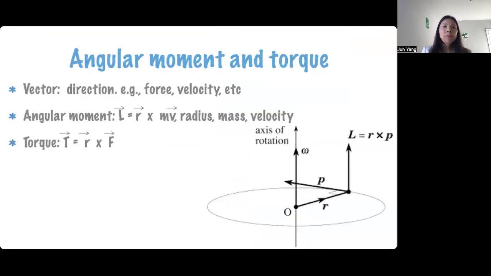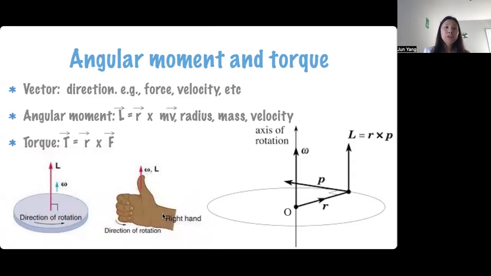The angular momentum and torque are vectors, with direction. For example, force and velocity are also vectors. The angular momentum L equals the radius r cross m v, the momentum. Here r is the radius, m is the mass, and v is the velocity. The torque equals the radius cross the external force.